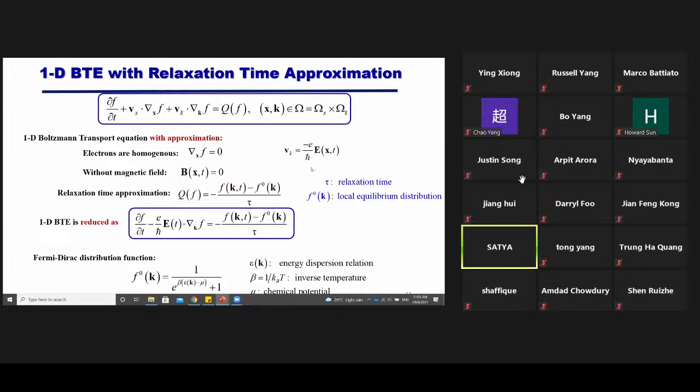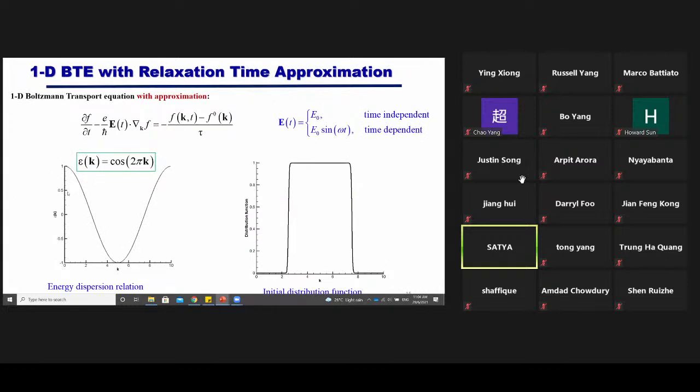Then velocity in momentum space becomes a function of the electric field. And for the scattering term, we are using the relaxation time approximation. In this case, the 1D Boltzmann transport equation becomes in this format, where F0 is the local equilibrium distribution function and tau is the relaxation time. For the electron distribution function, we are using the Fermi-Dirac distribution function as the initial condition. For 1-dimensional cases, we are taking the tight binding energy dispersion relation.